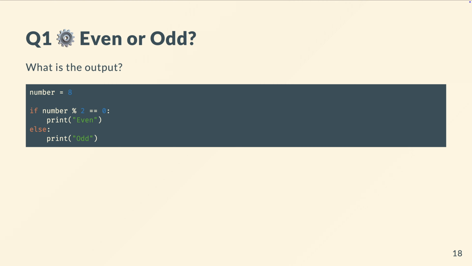You have learned the if statements. I leave a few questions to you. Now question 1. Number is 8. We check. Number modulo 2 is equal to 0. Think, 8 divided by 2 has remainder 0. So will Python print even or odd? Pause and answer.